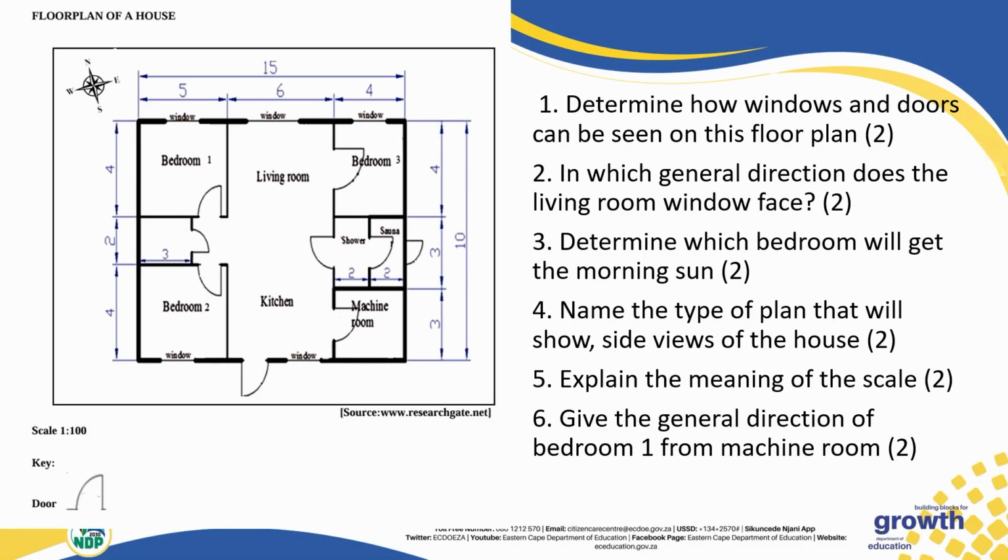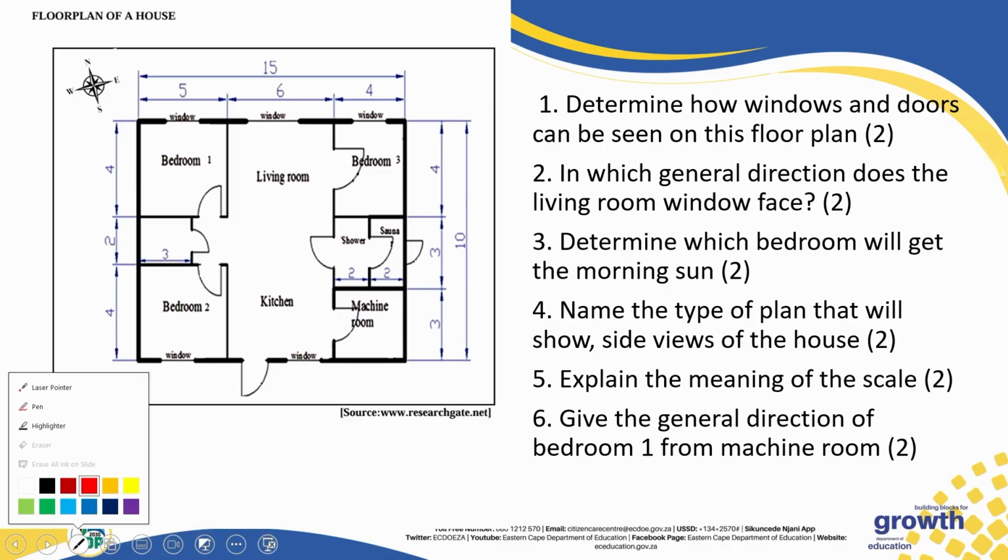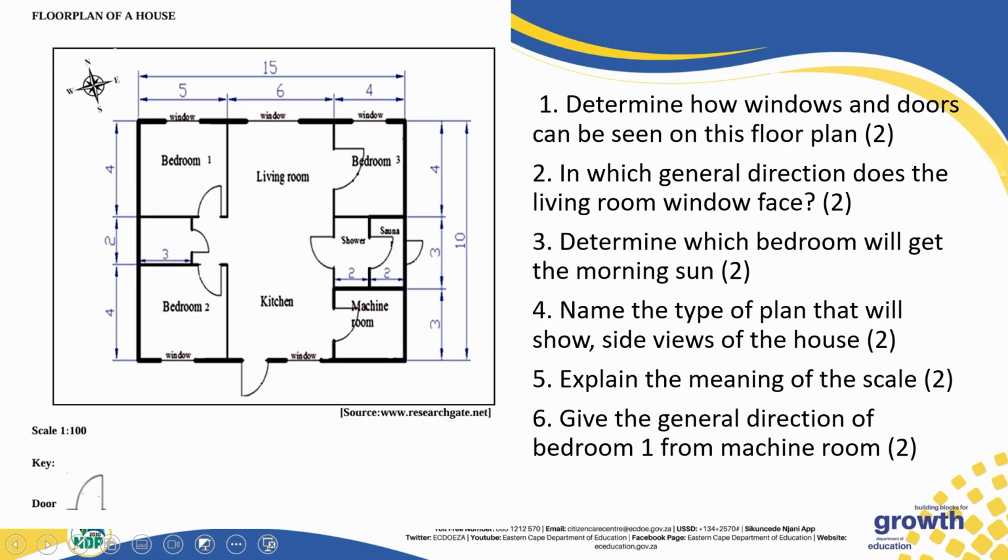Let's look at the floor plan and just look at a few questions. Remember, we said the floor plan shows the top view of the inside of the house. It helps us to show how the rooms are arranged. So with the floor plan, it also has the compass directions. Look at these compass directions here, which show us which room is on the north and the south, right? The scale is 1:100, and the key there is showing us the door. These are the doors.